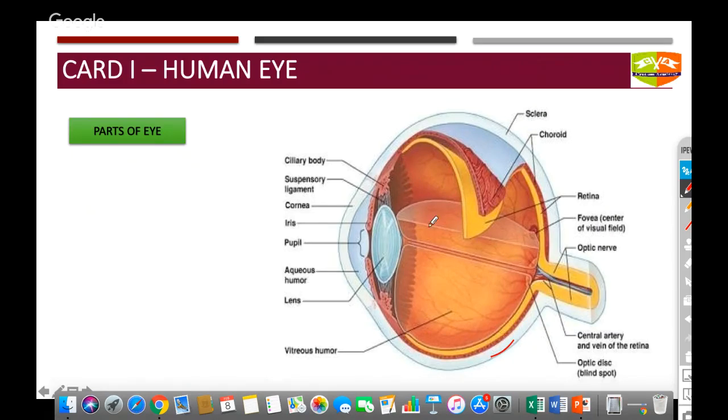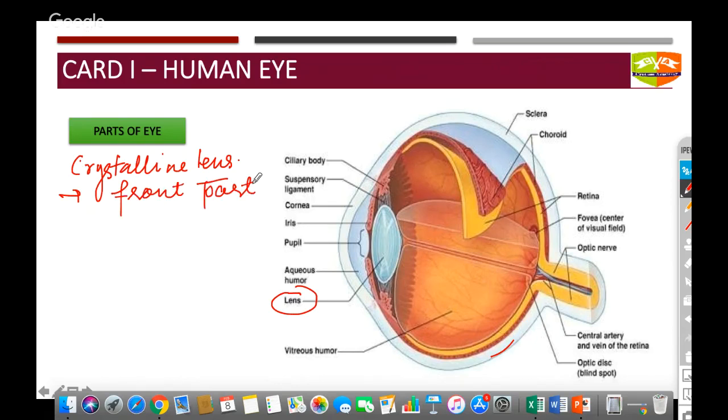The third part is the lens of the eye. This is called the crystalline lens. And where is it located? It is located on the left of this vitreous humor. It means that I can say this is located in the front part of the human eye. So the crystalline lens is located in the front part of the human eye.